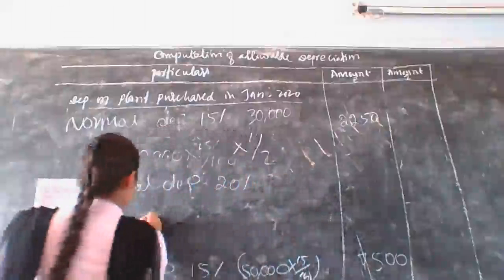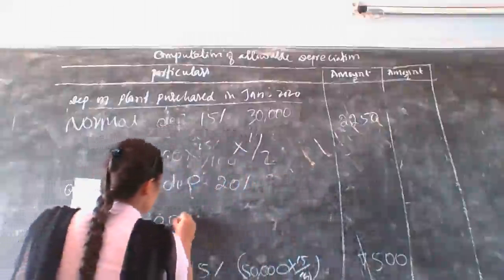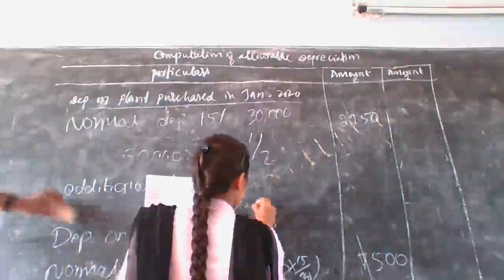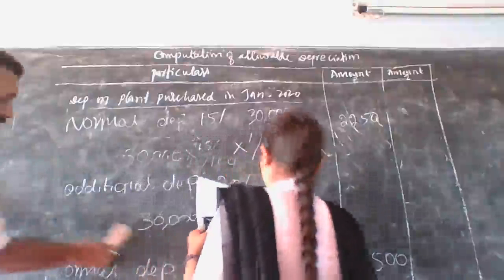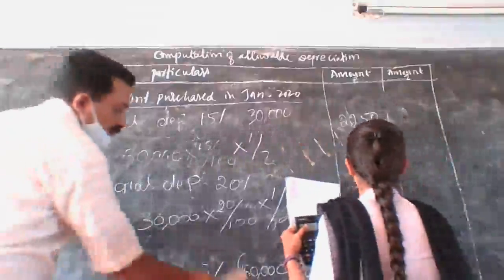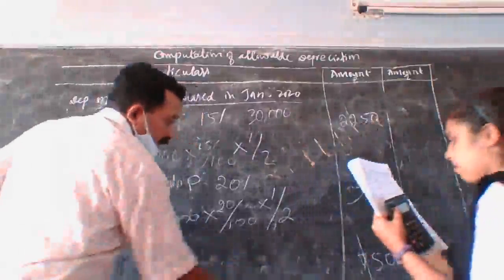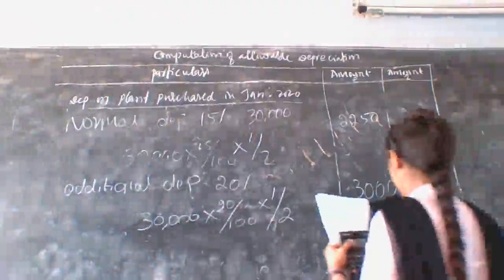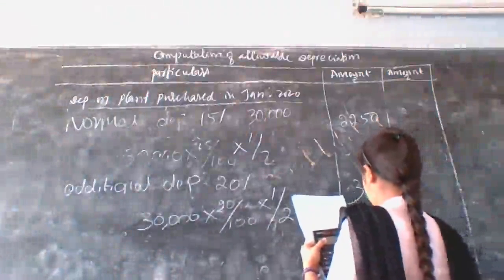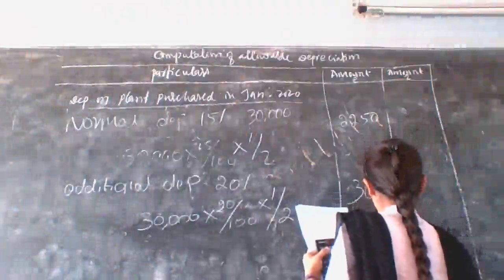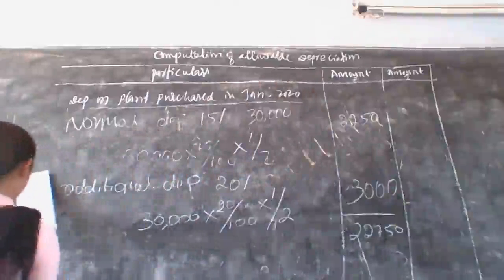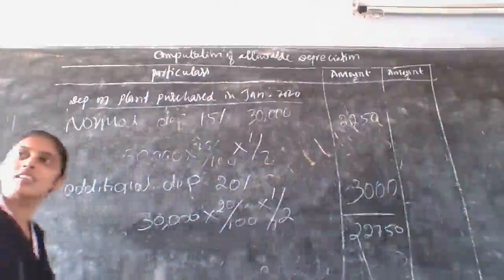1,000. 3,000. On remaining 22,000. Is it right? Correct.